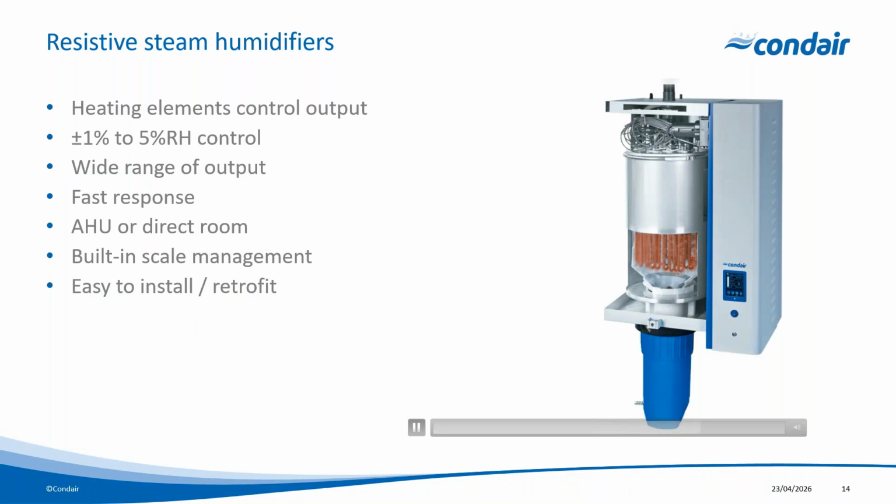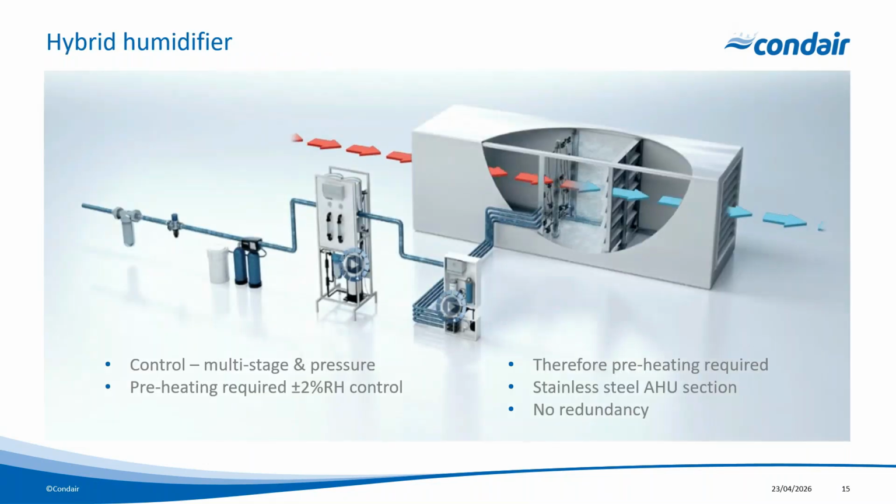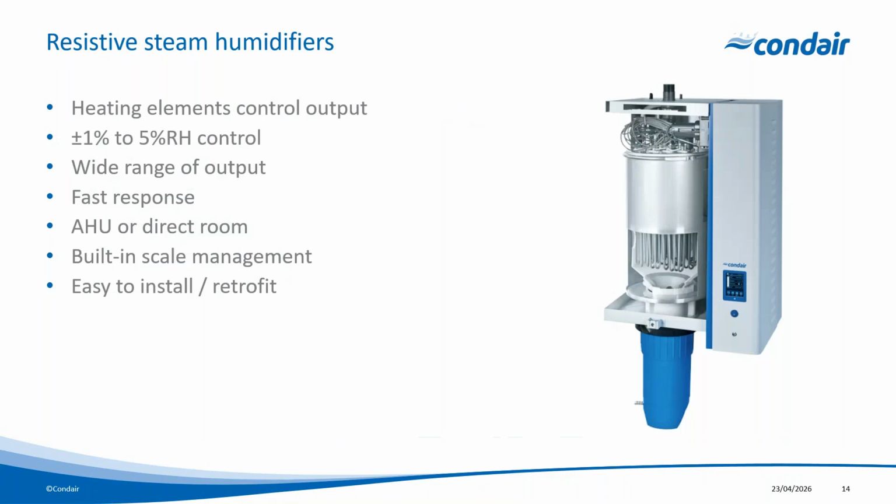Running on mains water, typically we'll get plus or minus 5% RH control. When running on RO water, where we don't have to run dilution cycles, we can get plus or minus 1% RH control. Units have a range of outputs from 5 up to 160 kilograms an hour for each. Each system will be comprised of a number of boiling modules, and each boiling module will produce 40 kilograms of steam. So again, we get fast response from those systems, and of course they're easy to install and retrofit.